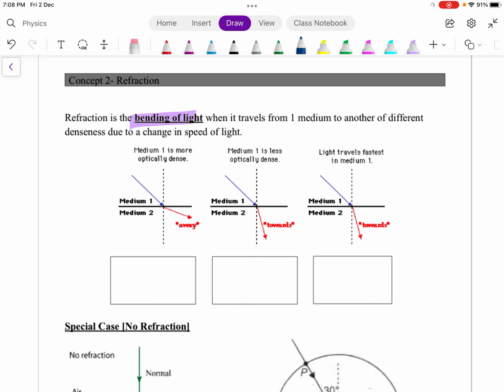So first thing first, in light, we learn that the light travels in a straight line. But that is only for when the light is in the same medium. So for example, let's just say I have a light, but this light travels from one medium to another medium, there should be some bending of light.